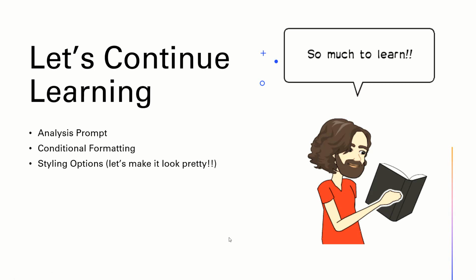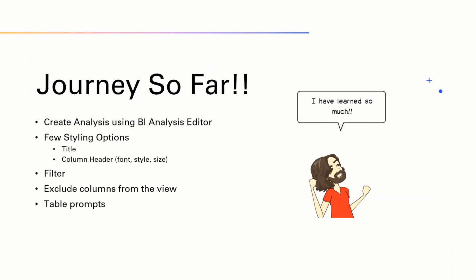Today, we will learn the following. Add a prompt to the analysis, conditional formatting, and a few more styling options to make the analysis look pretty. Let's get started. In the last video, we created a simple analysis in BI Analysis Editor. We saw some of the styling options, how to add filters, how to create table prompt, etc. In this video, let's take it a step further.